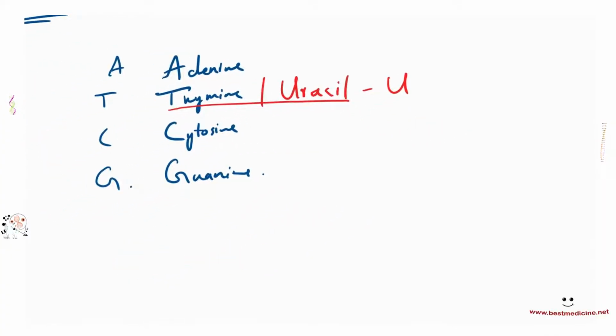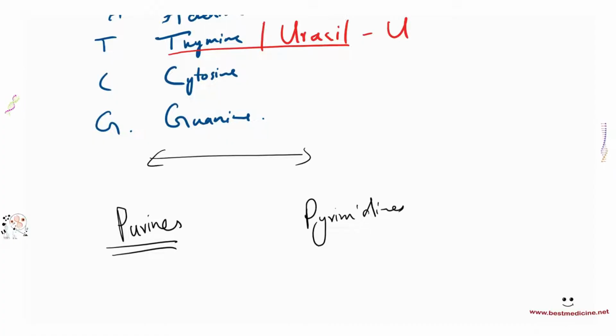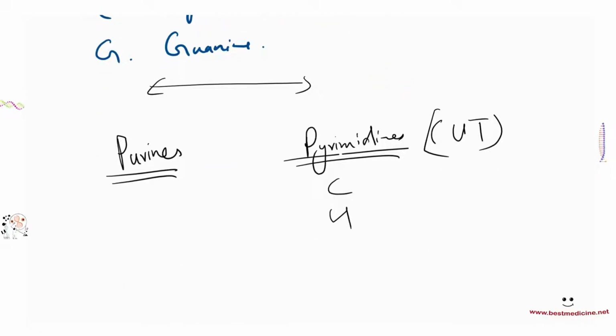Now, these bases are further classified into categories, and I expect you to remember these categories. Bases can be divided into purines and pyrimidines. Purines are the big ones, really. Purines is very easy to remember when you know the pyrimidines. Pyrimidines you can remember by the mnemonic CUT, okay? CUT. So basically, cytosine, uracil, and thymine are going to be pyrimidines, which means the rest of them are going to be purines, and that's going to be adenine and guanine.